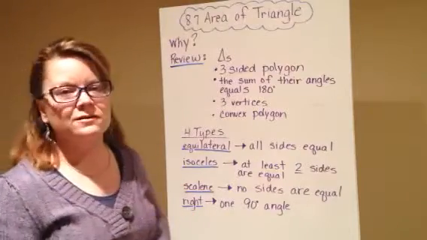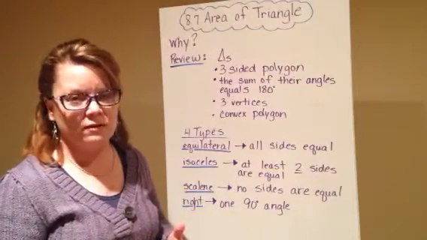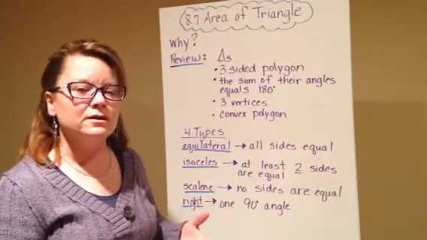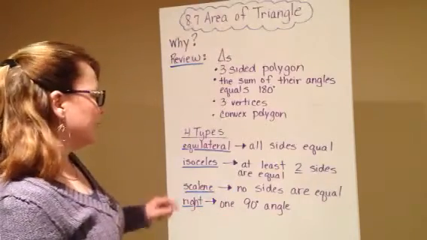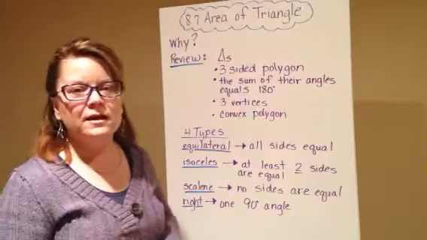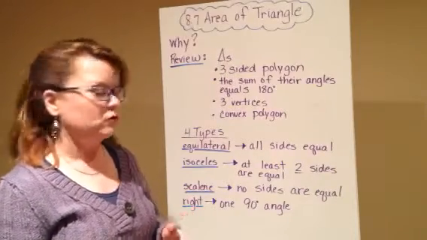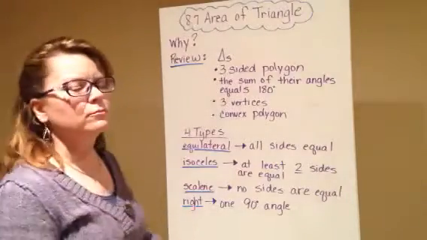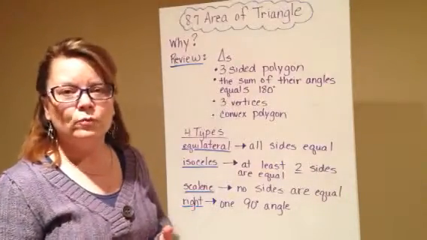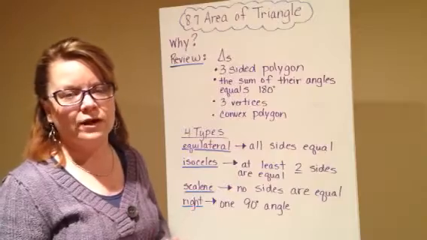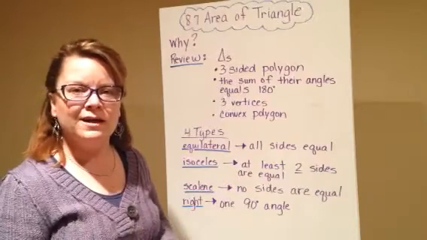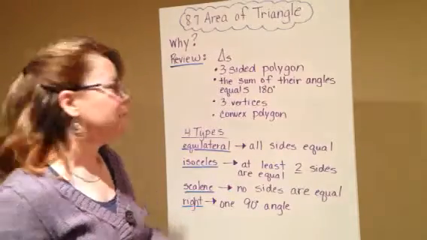An isosceles triangle has at least two sides that are the same length. That third side can be a different length. A scalene triangle means that none of the sides are equal, so each one would be a different measurement. And then we have our right triangle that most of you probably are pretty familiar with. A right triangle has at least one 90-degree angle, okay?